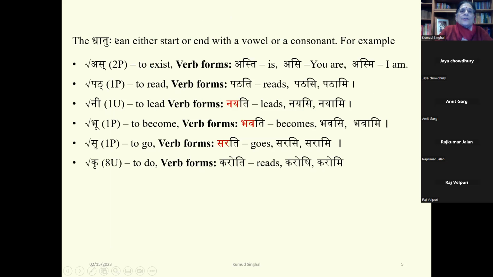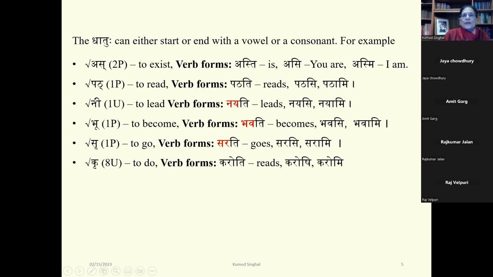Okay. So a dhatu can either start or end with a vowel or a consonant. For example, as. So as starts with a vowel a, and it is in the second group. It is a parasmaipadi dhatu, and we've been using this dhatu, meaning to exist. So the verb forms are asti, asi, asmi. Here it starts with a consonant, pa, right? It is again a 1P, and you all know the verb forms.